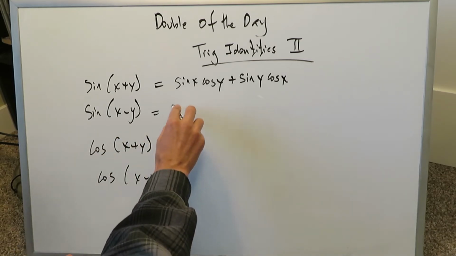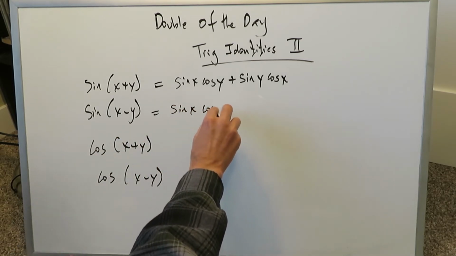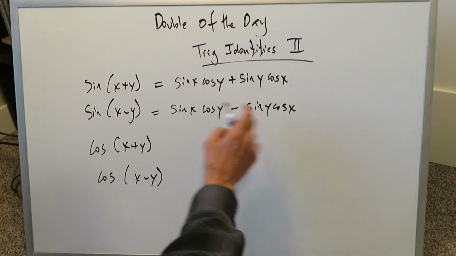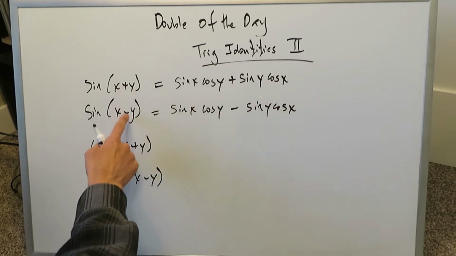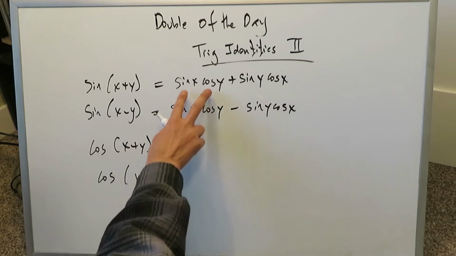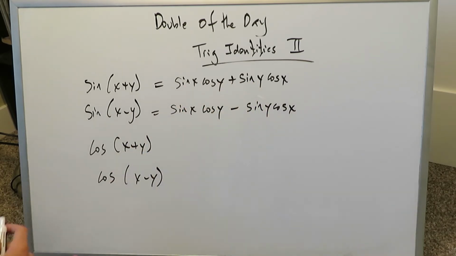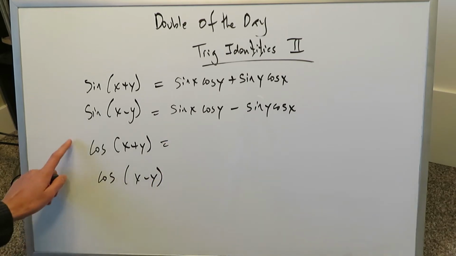Sine x minus y is equal to sine x cosine y minus sine y cosine x. You can see how the pattern is. If there's a plus and a minus here, there's a plus and minus here. Sine and cosine alternate with regards to the angles they're attached to. It's a bit different over here.